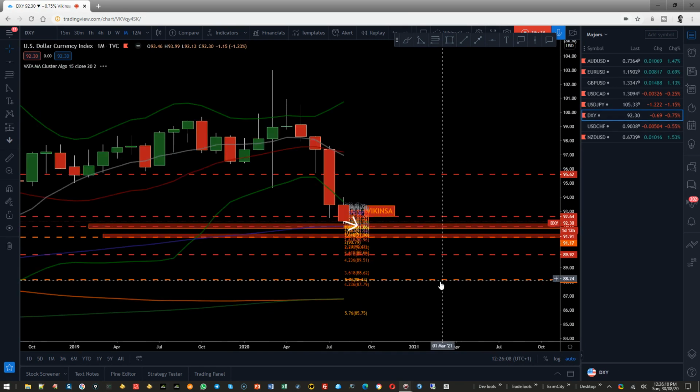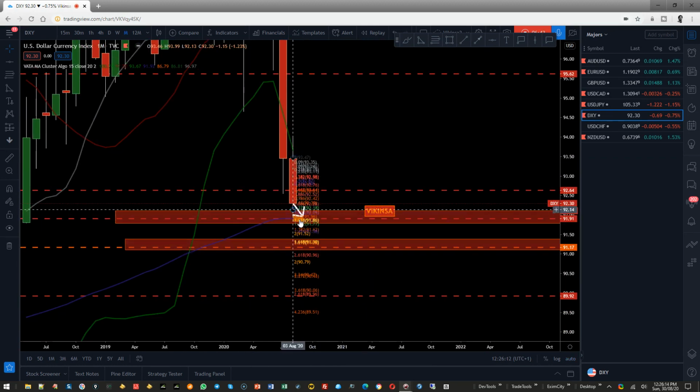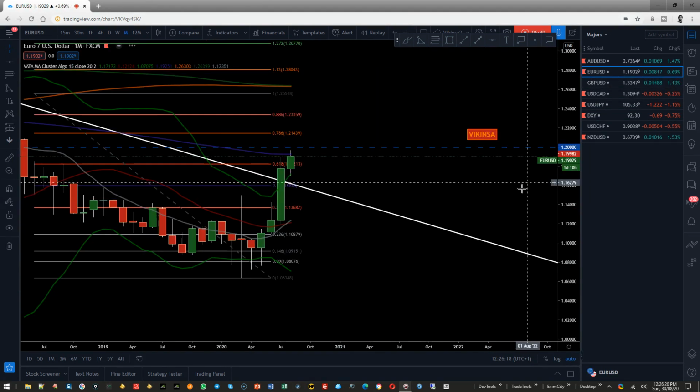On DXY, if I show you there, we still have space left to go, and it may fall down before it starts to move higher. So that's a possibility on Euro USD.